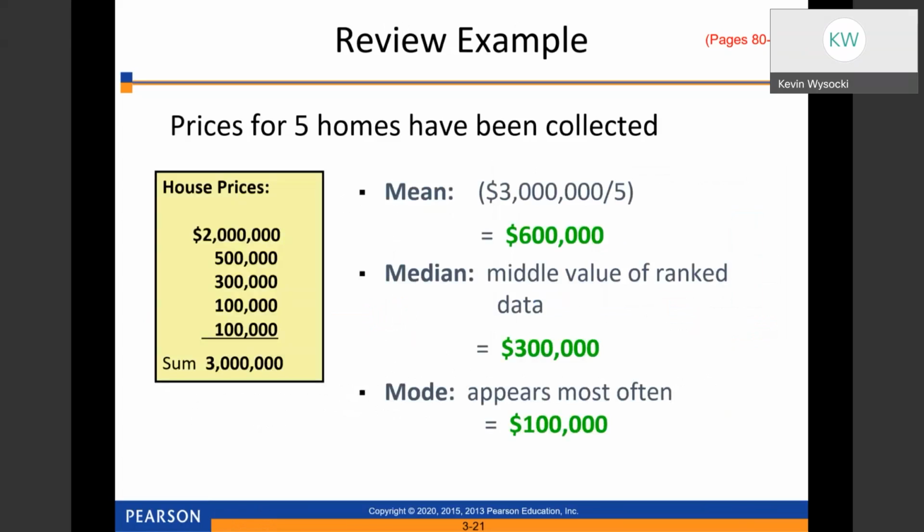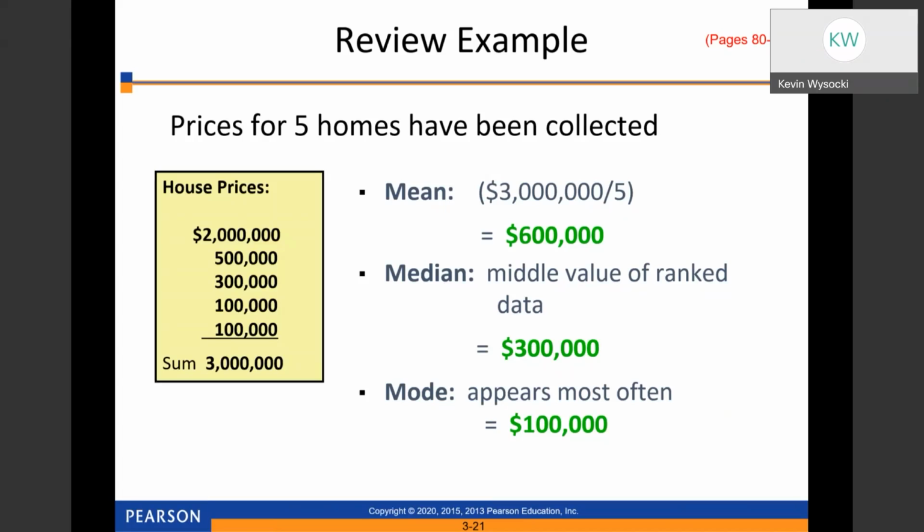Given a set of data, you can have 3 different values for the mean, the median, and the mode. They give you an example here of the prices for 5 homes: one house at $2 million, one at 500,000, one at 300,000, and 2 at 100,000. If we find the average price of a house, it would be 600,000. The median would be the middlemost score, so the data is arranged in ascending or descending order. The middle value itself is 300,000, so that would be the median. The one that appears the most is the mode, and that would be 100,000.